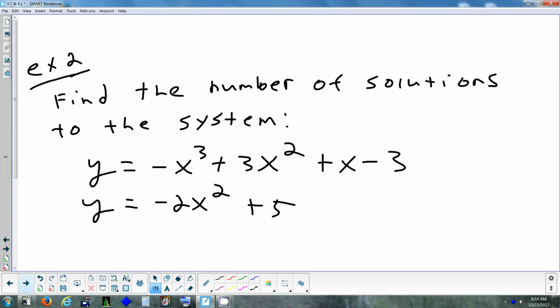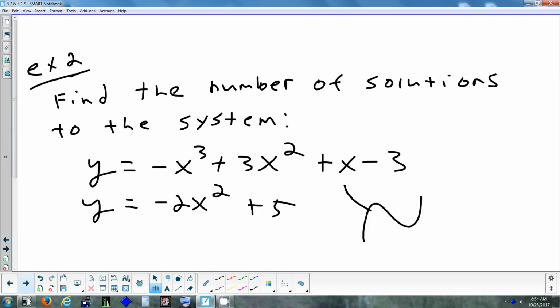It's a cubic and a parabola. How many times can a cubic and a parabola cross each other? At most. You want to have a guess? Abby? 5. 5? I don't think it can cross that many times. 3. I think it can cross up to 3.